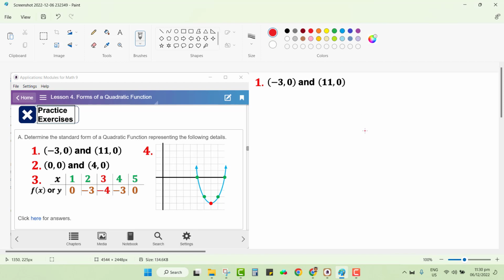Hello everyone. For this practice exercise, we are to determine the standard form of a quadratic function given the following details. For number 1, we are given the intercepts, as well as for number 2. Number 3, we have a table of values, while in number 4, we have a sample graph. We are to work on these items one by one. Let's start with the first item.